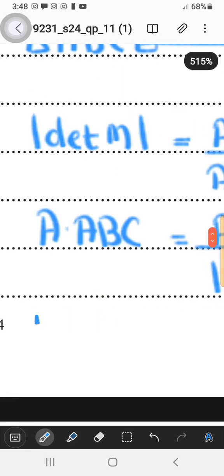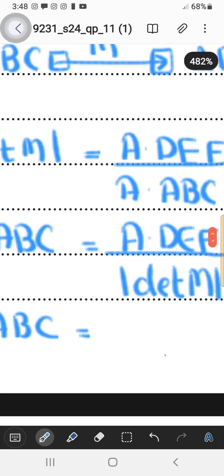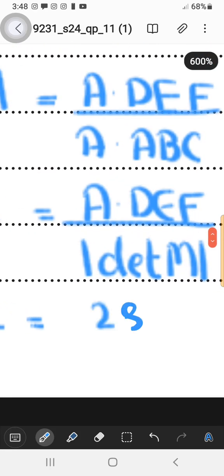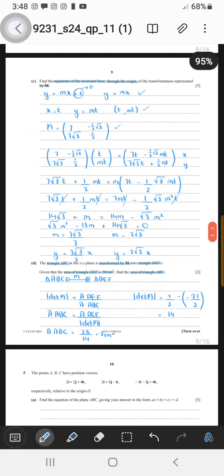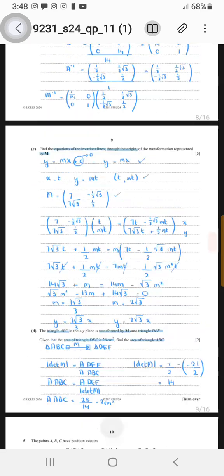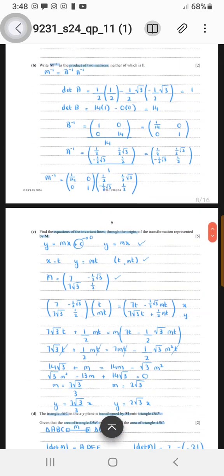Okay, so area of ABC equals area of DEF, which is 28 given, upon determinant of M, which is 14. So area of ABC is 2 centimeter square. So that's the solution for question number 4, and I hope you understand each and everything.